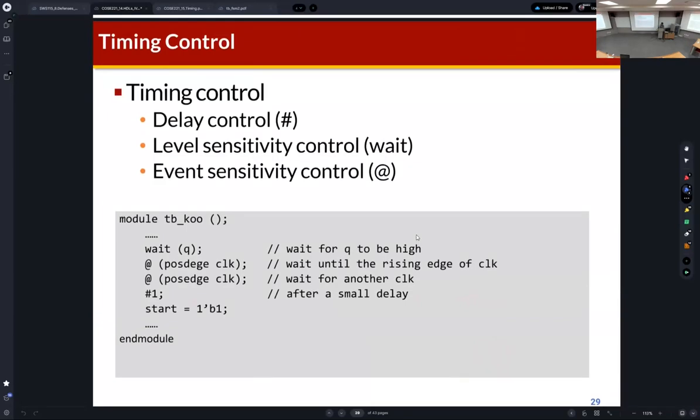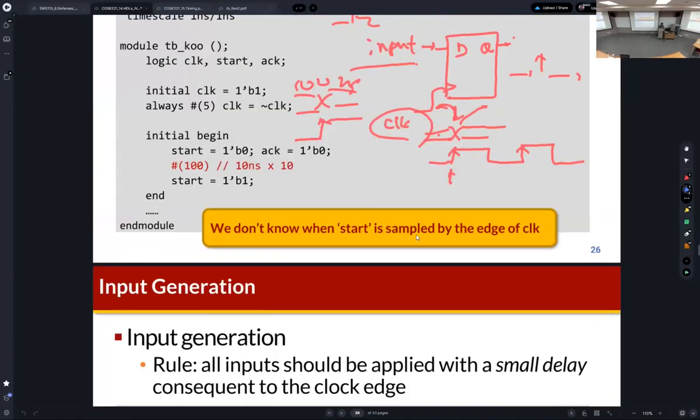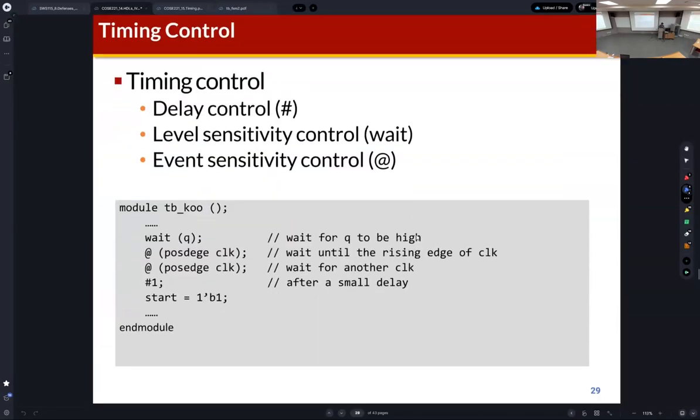And then timing control. So let's see the timing control. Okay, so these are the input and output nodes. And I believe you are familiar now with the delay control, right? The sharp symbol. And then we also frequently use the @ symbol, but we can use the @ symbol like this. And then another control is the wait statement. So there are three different timing control statements: the sharp, wait, and @.